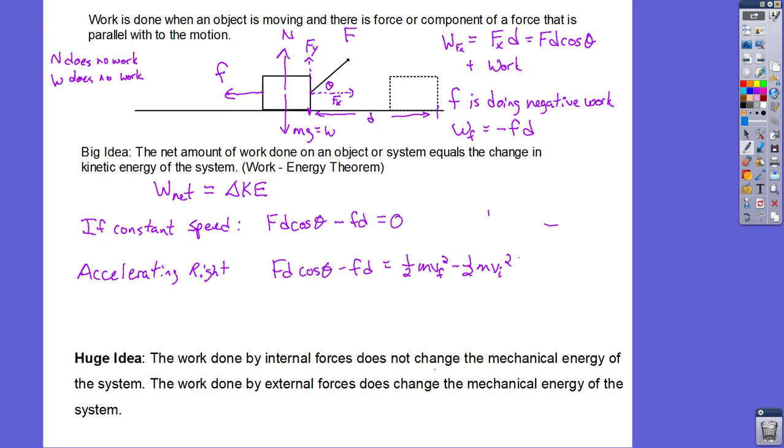All right, now to connect the idea of work to the idea of conservation of energy. So this is a big idea: work by internal forces does not change the mechanical energy of the system. External forces do change the mechanical energy of the system. Okay, so let's look at some examples of that.